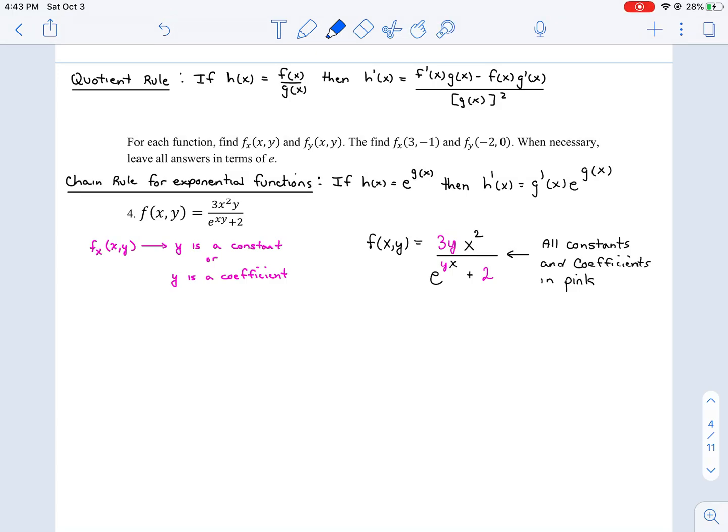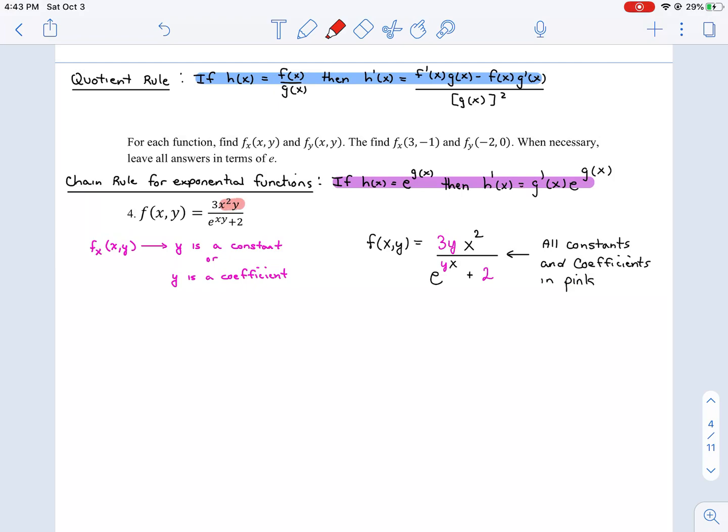Hello class, in this video I'll be showing you how to find both first-order partial derivatives when the derivatives require the quotient rule. Well, let's begin. So at the top of the page, I'm highlighting in blue the quotient rule. In purple, I'm highlighting the chain rule for exponential functions.